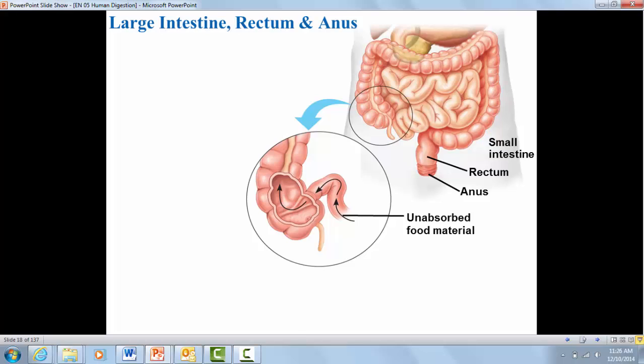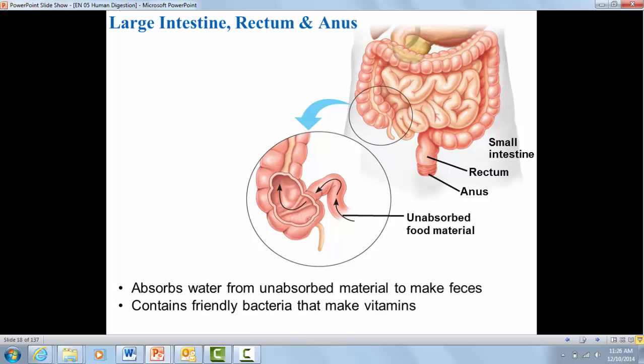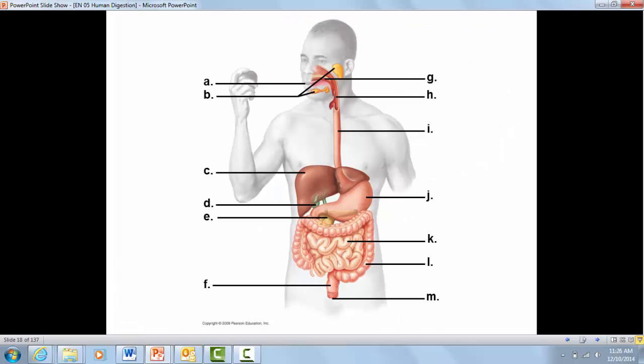Finally, the food will travel through the large intestine, the rectum, and the anus. When the food is traveling through the large intestine, water is being absorbed from the leftover nutrient material to make feces or poop. The large intestine also contains friendly bacteria that help to make vitamins, and before the feces is expelled, it sits in the rectum where it is stored until eliminated.